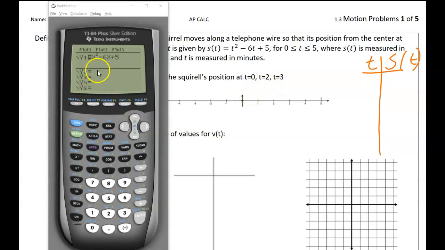So this would be a great thing to do along with me on your calculator. So I typed in my function exactly as I see it, except with x instead of t. And then I'm going to do second calc value. And you don't need to do this, obviously. You could do this by hand. But this will just make it real fast. So I'm going to type in 0. So S of 0 is 5. And then I'm going to type in 2. I get negative 3. And then I'm going to type in 3, which is negative 4.